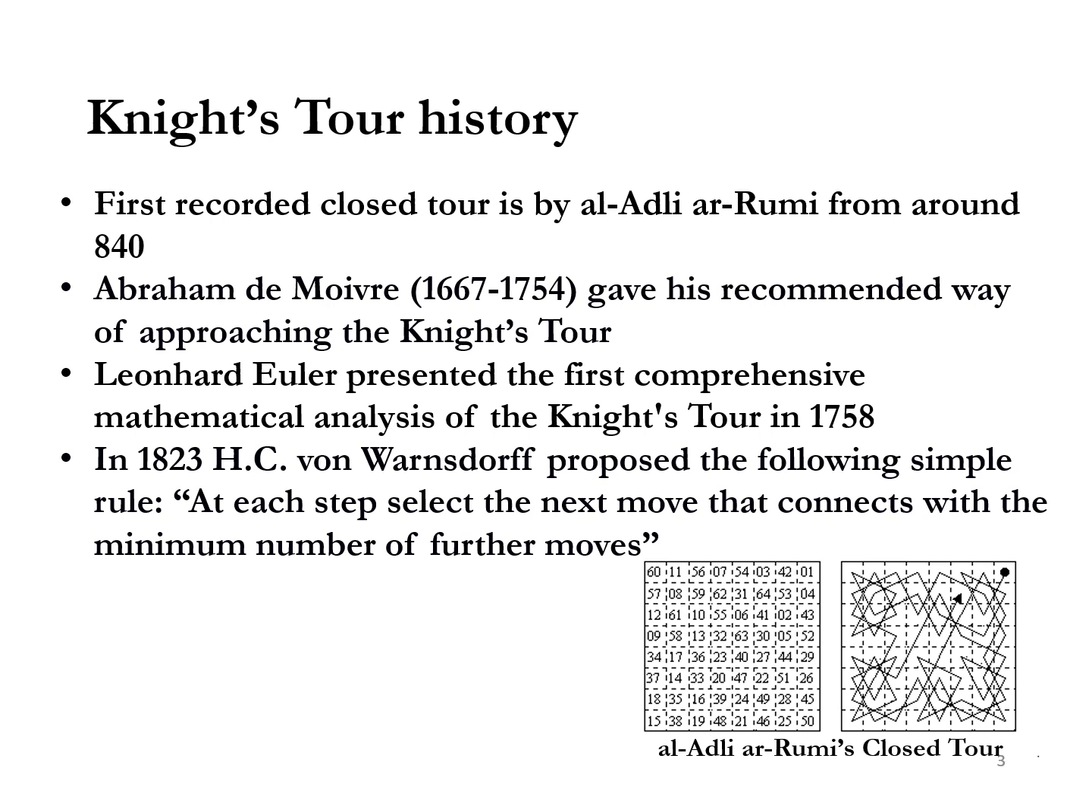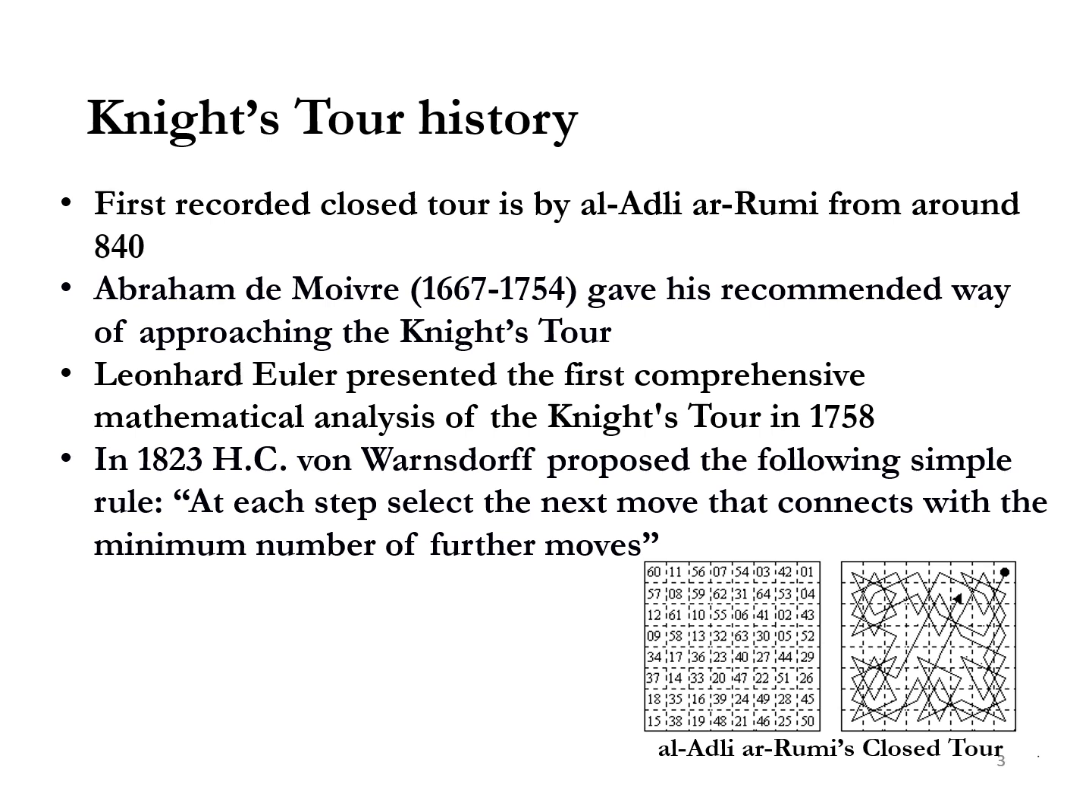Leonhard Euler was the most prolific mathematician from the 18th century. He also explored a problem related to chess. He presented the first comprehensive mathematical analysis of the knight's tour. He wrote his article in 1758.